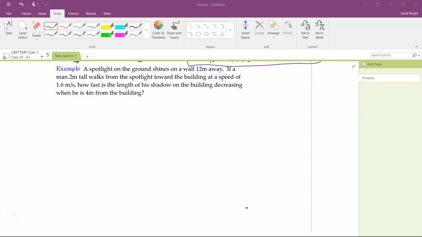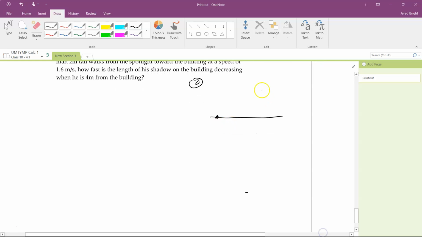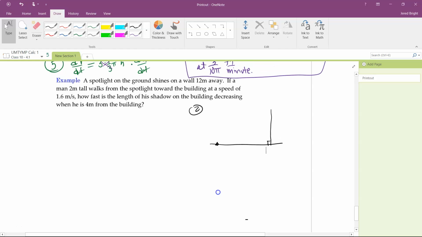This last example is perhaps the trickiest, at least from my perspective. So we have a spotlight on a ground. Okay, so let's get our diagram going. Step 2: spotlight on the ground shines on a wall. Here's the wall. We're assuming it's perfectly vertical, and the wall is 12 meters away.